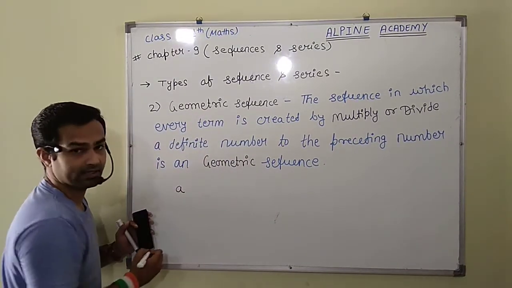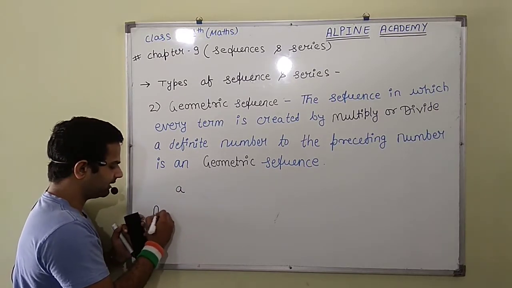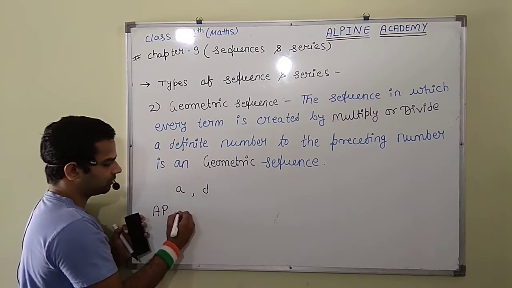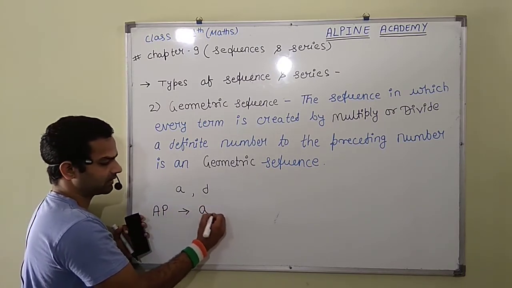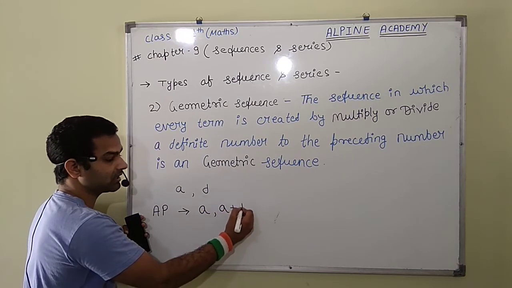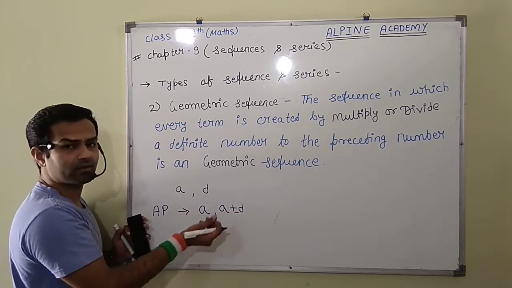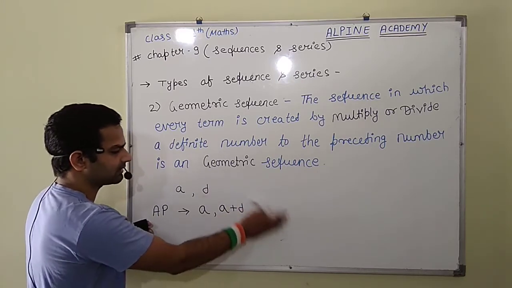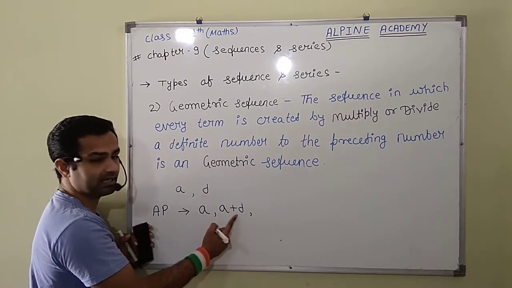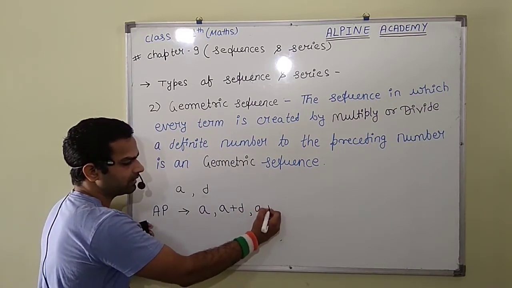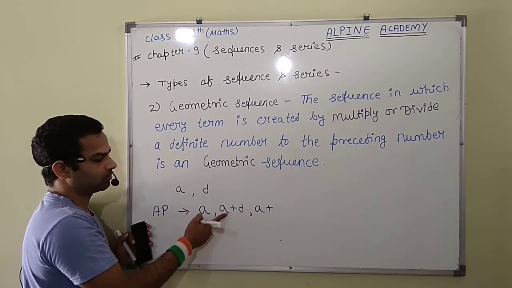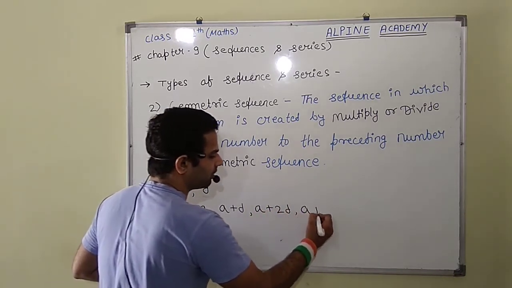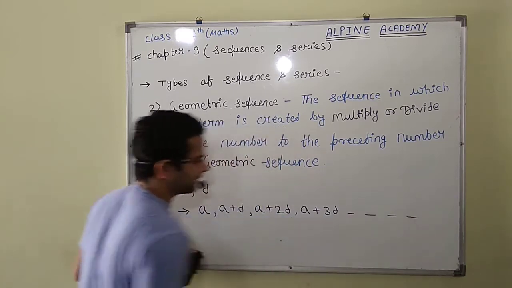So the general representation of AP or GP will be, let's say the first term is A, and in the case of AP, if the difference is D, what will be the sequence? First term A, the second term will be addition or subtraction, simple. So we are going to take D as a positive number. The second term will be A plus D. Third term will be, add D to the second term, A plus D plus D, which equals A plus 2D, and so on in this way.